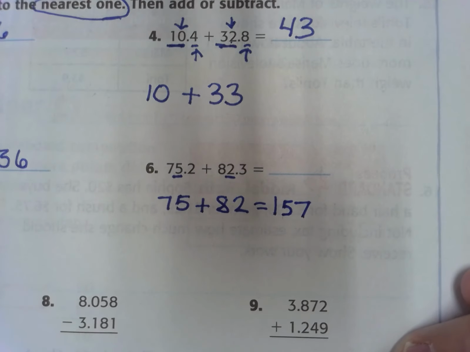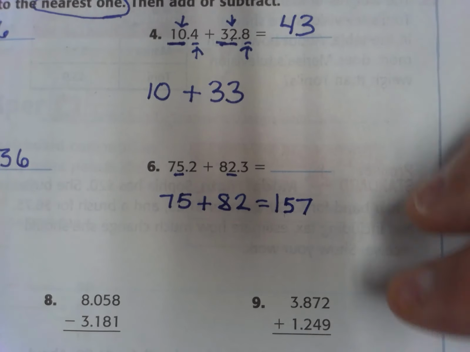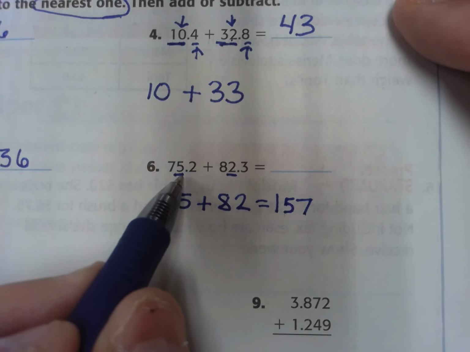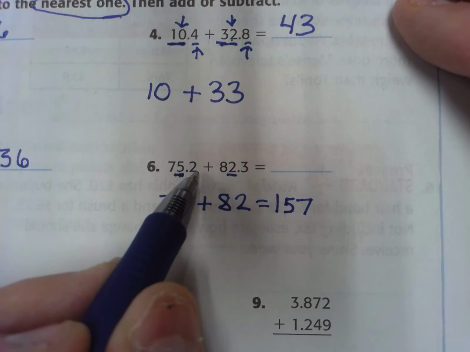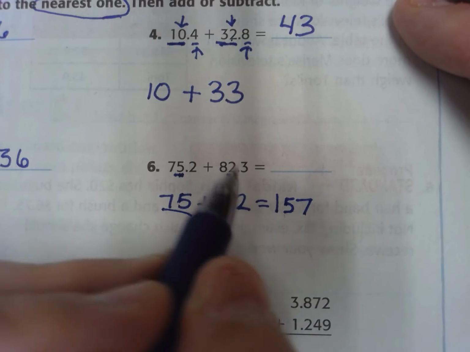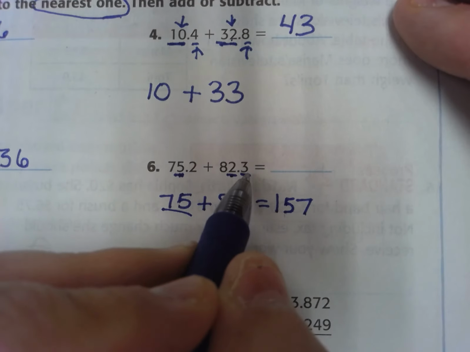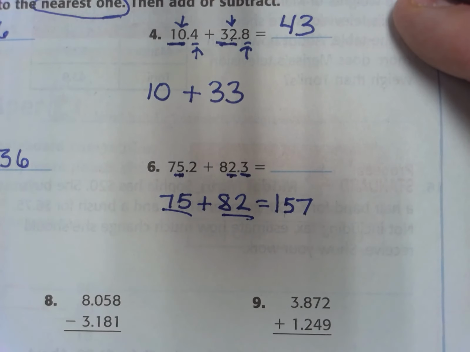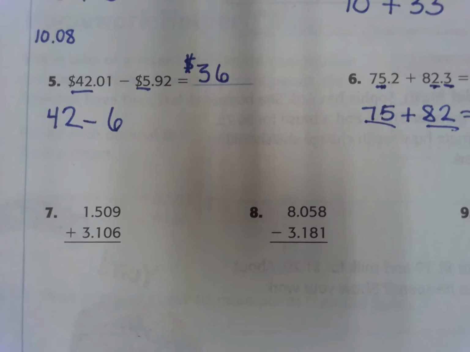He's correct. I know you probably couldn't hear it on the microphone, but he did explain it right. He said 75, the 5 is in the 1s, the 2 is not more than 5, so it stays at 75. 82, the 3 here is not more than 5, so it stays 82, and you add them together, you get 157. Good job, Raymond.